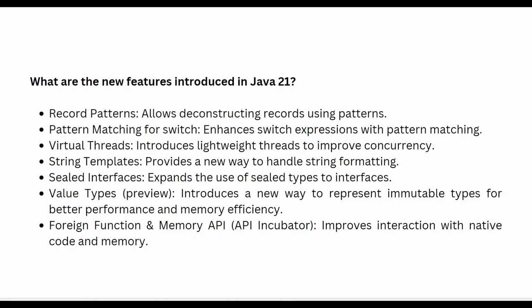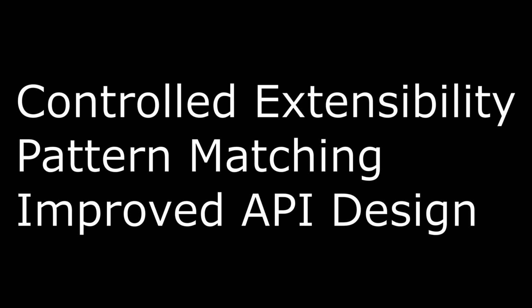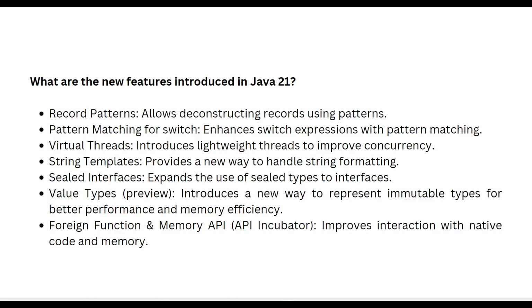So the key features that we are getting are controlled extensibility and pattern matching, because we can use expressive switch statements. We get improved API design because you can design more predictable and controlled APIs. Now the last feature is the foreign function and memory API.